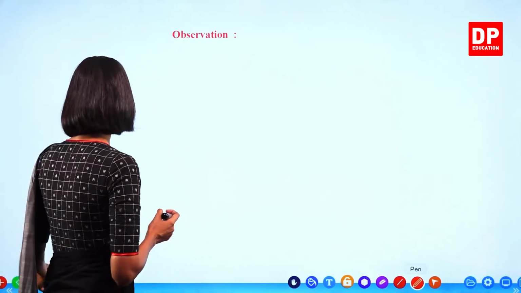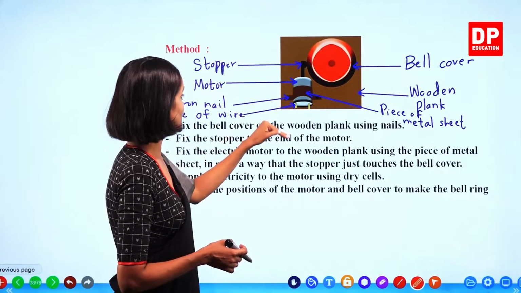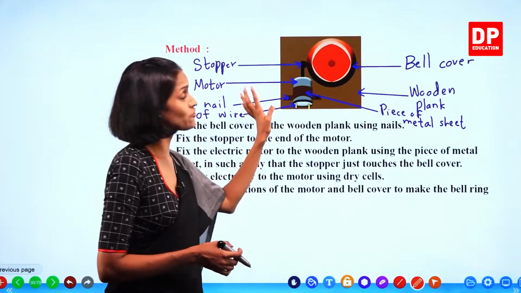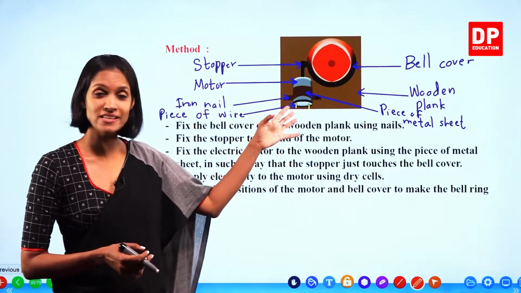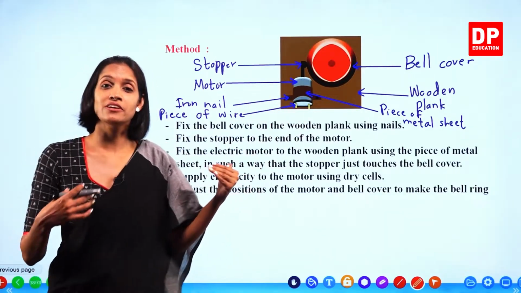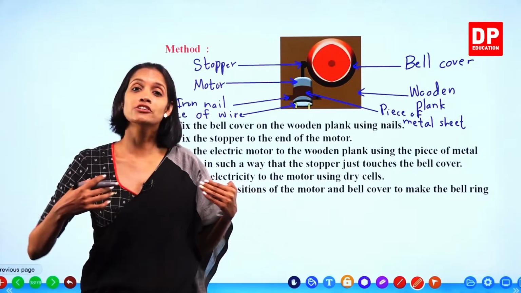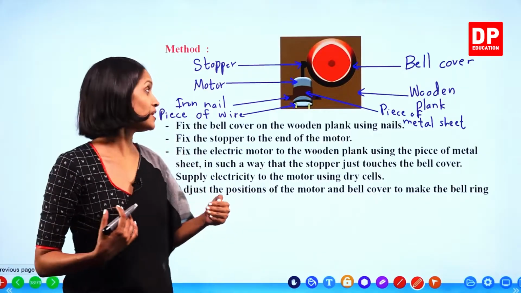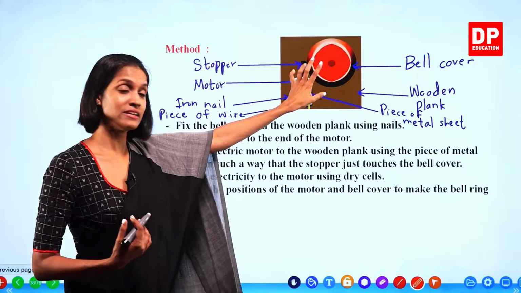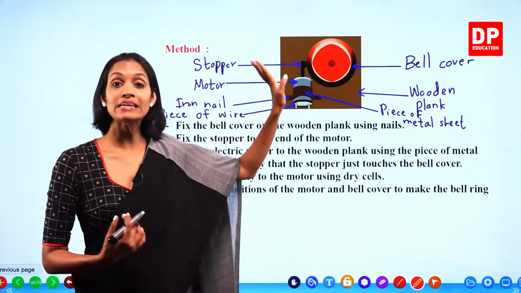Right, children? So we made this setup, and when we supply electricity to the other terminals of the wires, we have to supply dry cells in order to provide electricity. Now you all know that when dry cells are used to provide electricity, chemical energy is converted to electrical energy. Okay? So from that electrical energy, what happens when electricity is provided? Then electrical energy is converted to kinetic energy.